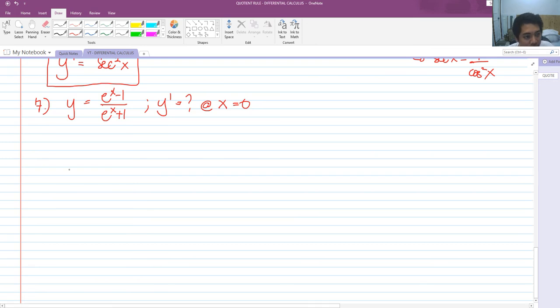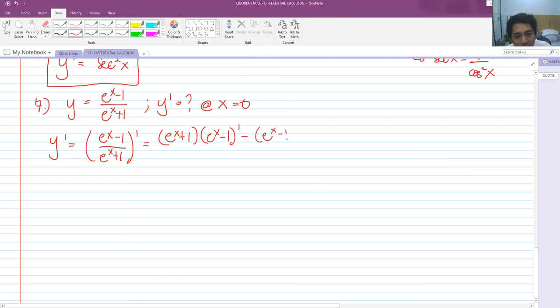Okay, so this is a quotient rule. So we're going to differentiate e raised to x minus 1 all over e raised to x plus 1, prime. So that would be low d high, low, then differentiate high, e raised to x minus 1 prime, minus high, e raised to x minus 1, d low, so e raised to x plus 1 prime, all over e raised to x plus 1 squared.